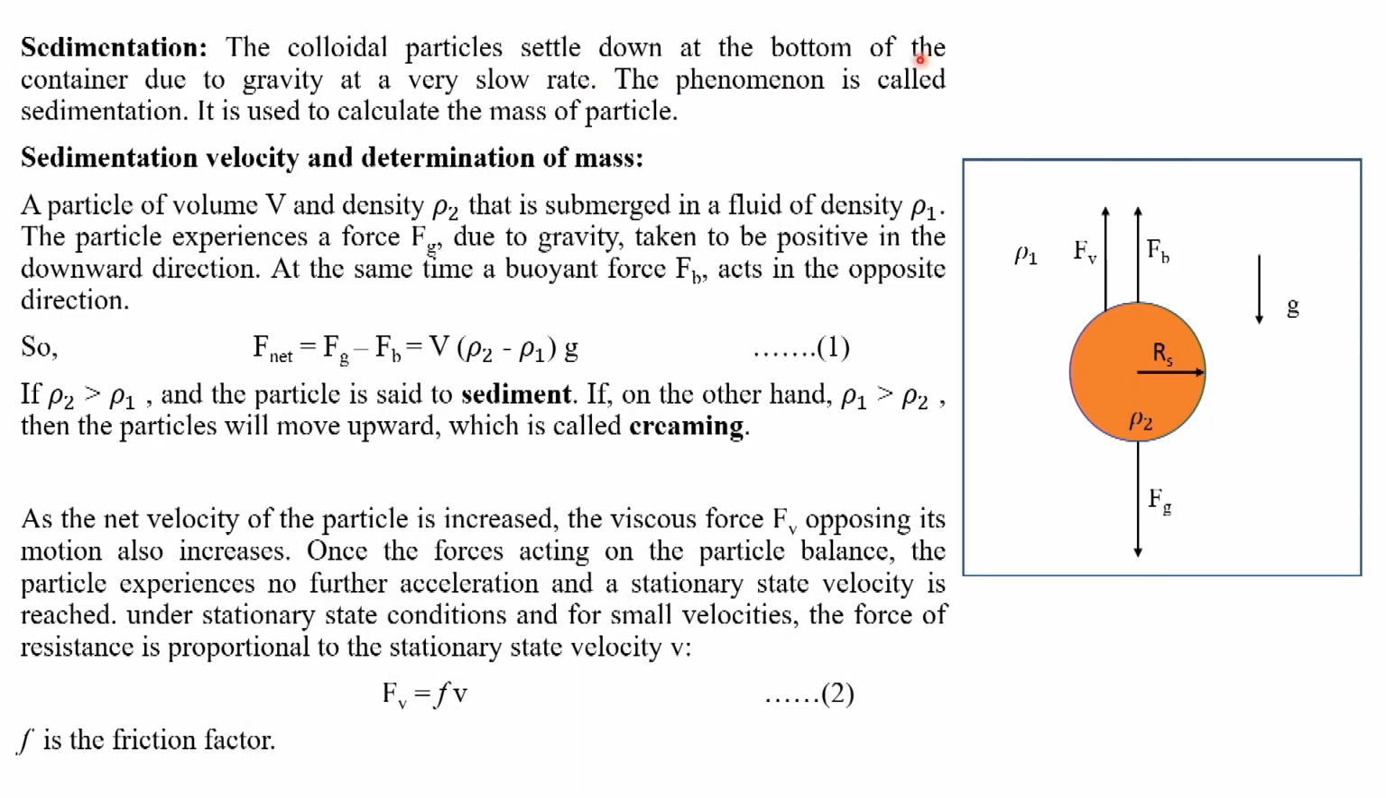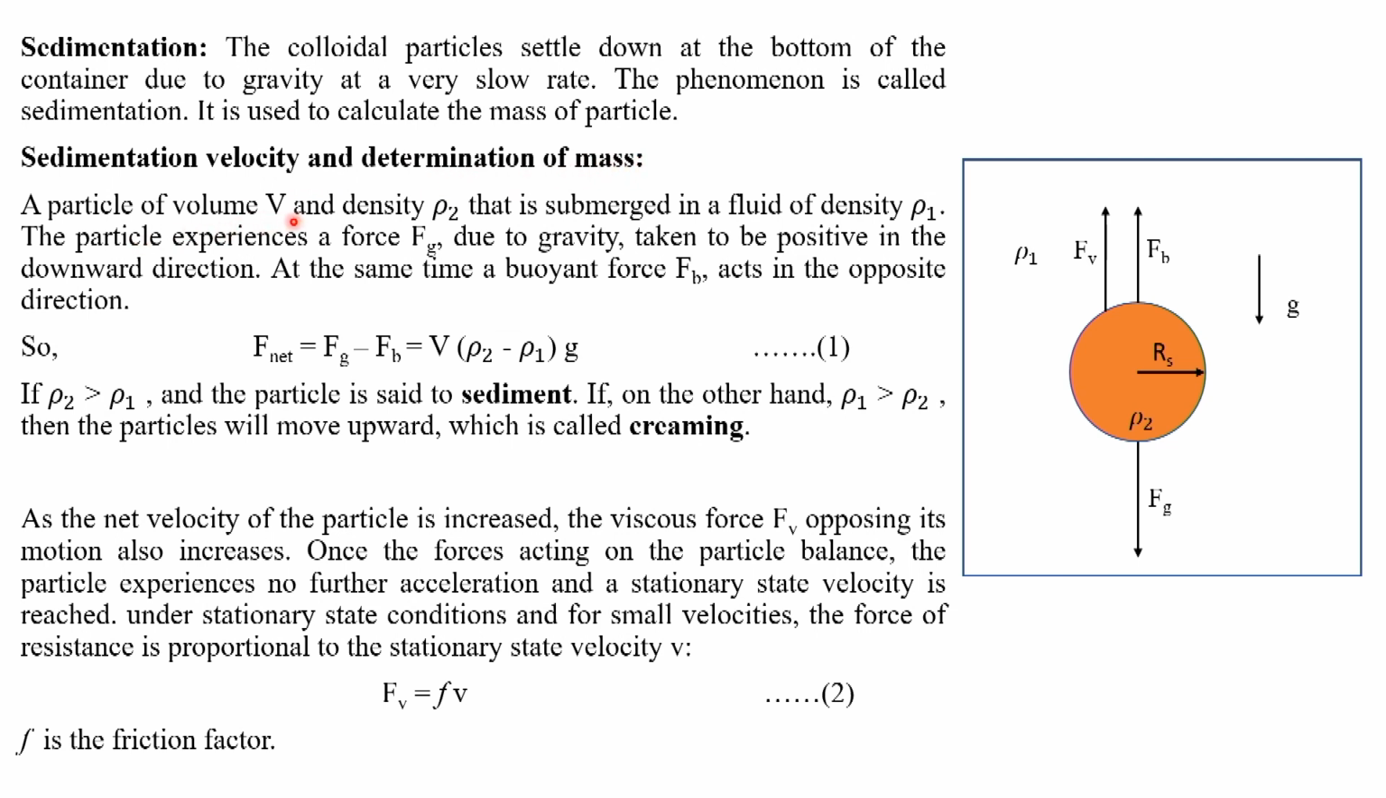So next we discuss sedimentation. The colloidal particles settle down at the bottom of the container due to gravity at a very slow rate. The phenomenon is called sedimentation. It is used to calculate the mass of particle. What is sedimentation velocity and sedimentation mass?